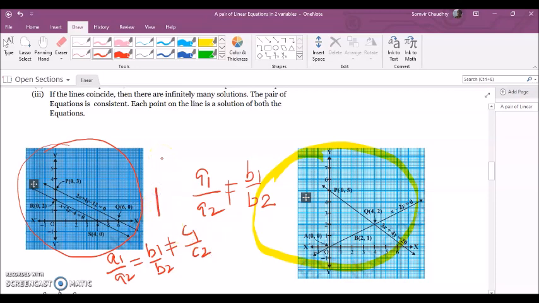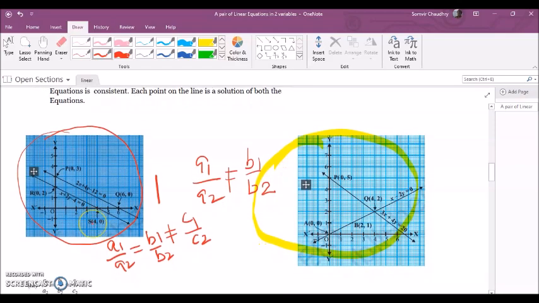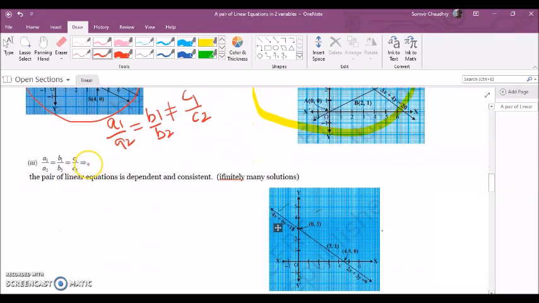In the third case, this one, these lines are passing through the same points. Here A1 by A2 is equal to B1 by B2 is equal to C1 by C2, right? Now we are going to move to the next topic.